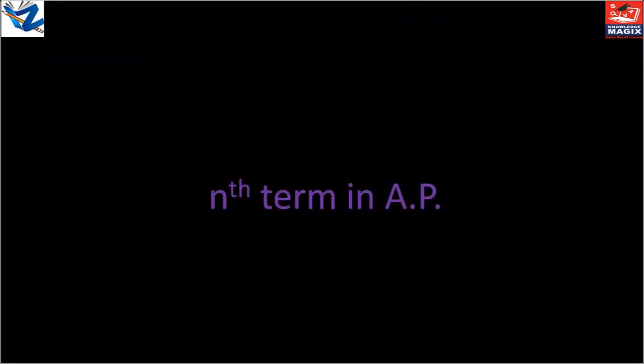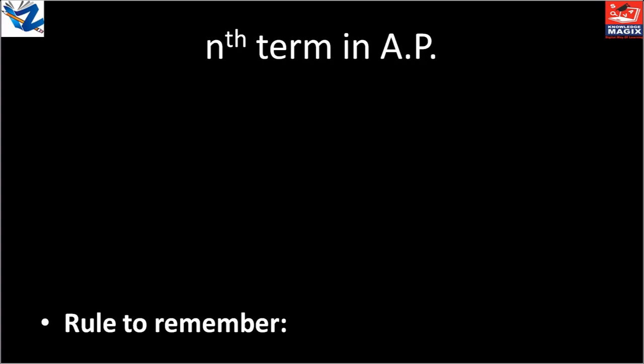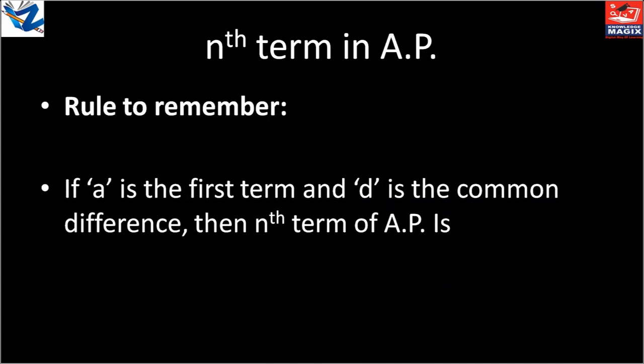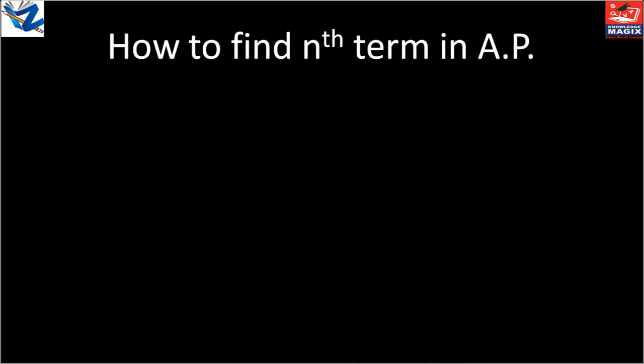Nth term in AP, rule to remember. If a is the first term and d is the common difference, then nth term of AP, Tn, is equal to a plus n minus 1 into d. How to find nth term in AP?